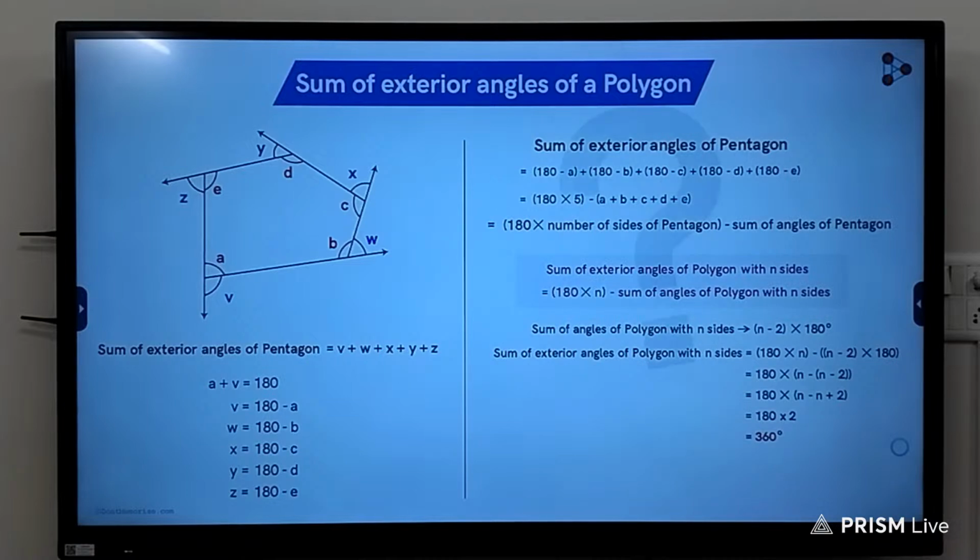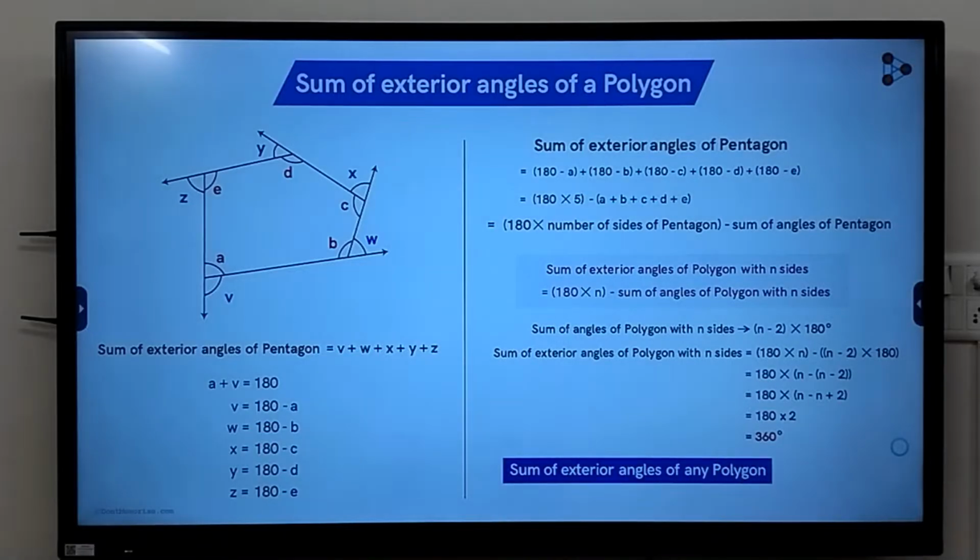Hang on, did you notice something? The right-hand side of the equation is just a number independent of n. Well, this means, irrespective of the number of sides of a polygon, the sum of its external angles will always be equal to 360 degrees.